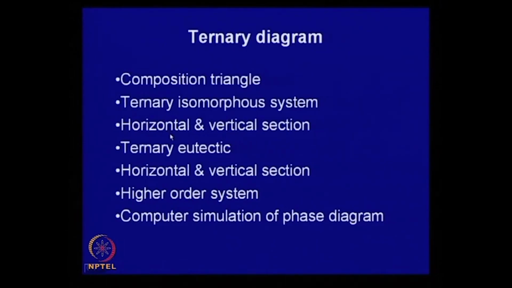This is done through different sections, like horizontal and vertical sections. We will look at one ternary system where we have a eutectic reaction, or ternary eutectic. We will look at horizontal and vertical sections of this ternary eutectic system, and from this we will see the complication: if you go to higher order, it will be impossible to represent in 2D. There the only way we can extend or understand phase equilibria is through mathematical models or computer simulation. So, this is what we are going to cover today.